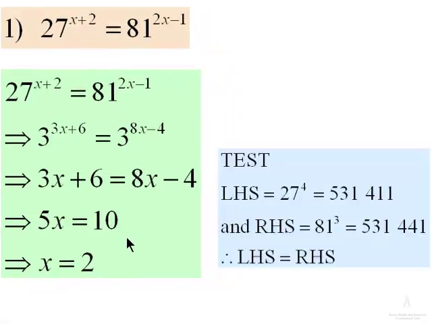All that is left now for us is to test the correctness of the solution. So if you take the left hand side, 27 to the power 2 plus 2, or 4, your calculator will tell you that's 531,411, and then you do the same with the right hand side. 81, if x is 2, we get 81 to the power 3, and using your calculator you get exactly the same result. Therefore the left hand side is equal to the right hand side, so therefore x equals 2 will be a solution to the given exponential equation.